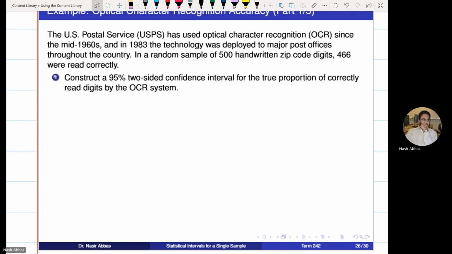So let me go to the example now. Here is the example. Read the example carefully. The example says that the US Postal Service has used optical character recognition since the 1960s. And in 1983, the technology was deployed to major postal offices throughout the country. In a random sample of size 500, this means your N is 500.